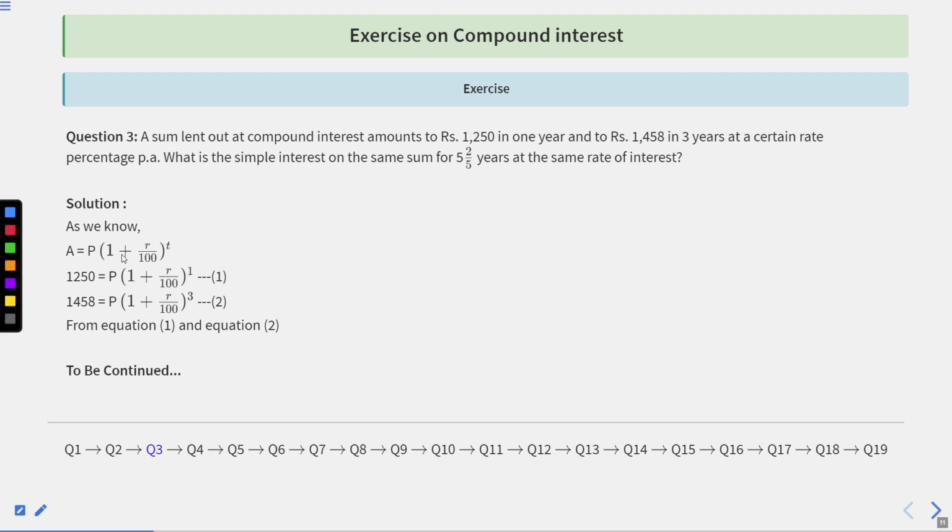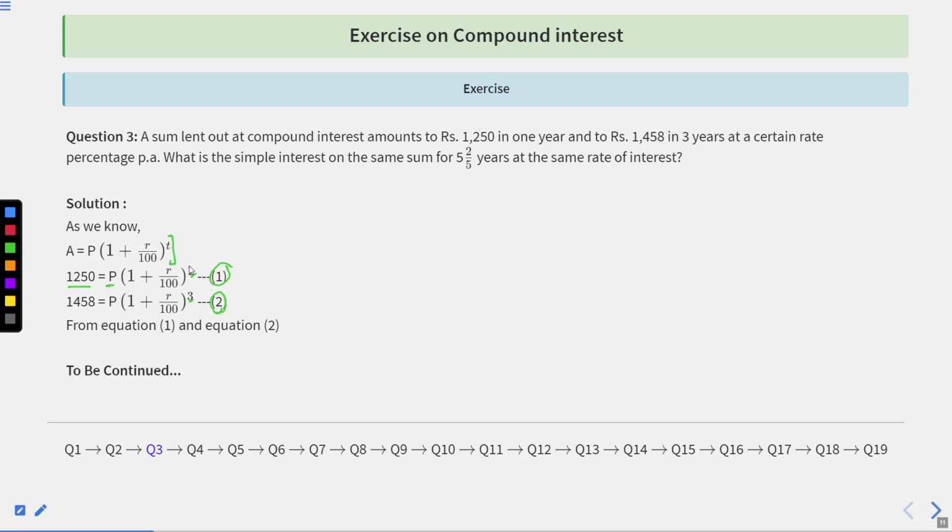Amount is equal to principal times of 1 plus r upon 100 to the power t. So this is the formula to find the compound interest, how much amount will be received when the interest is compounded. The amount is given to be 1250 and the principal is unknown. So 1250 equal to p times 1 plus r upon 100 to the power 1, this is equation number 1, and 1458 equal to principal times of 1 plus r upon 100 whole cube, that is equation number 2.